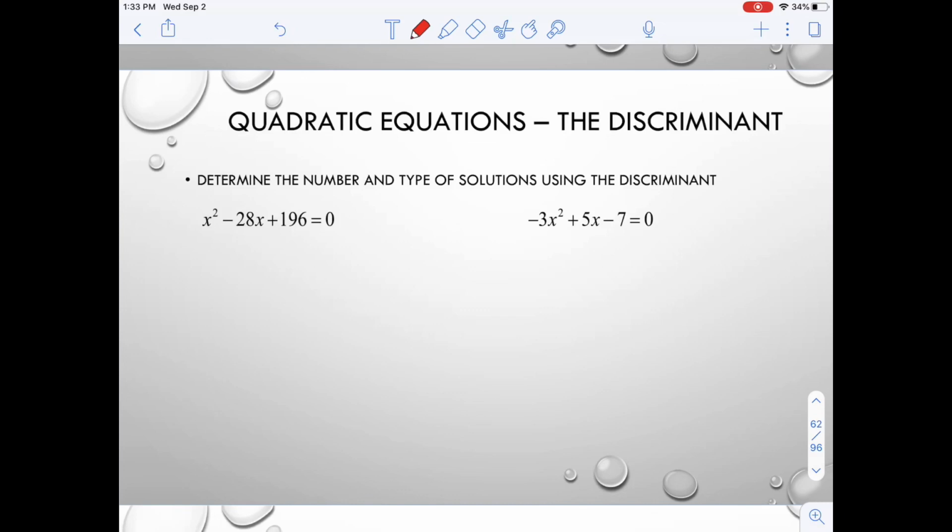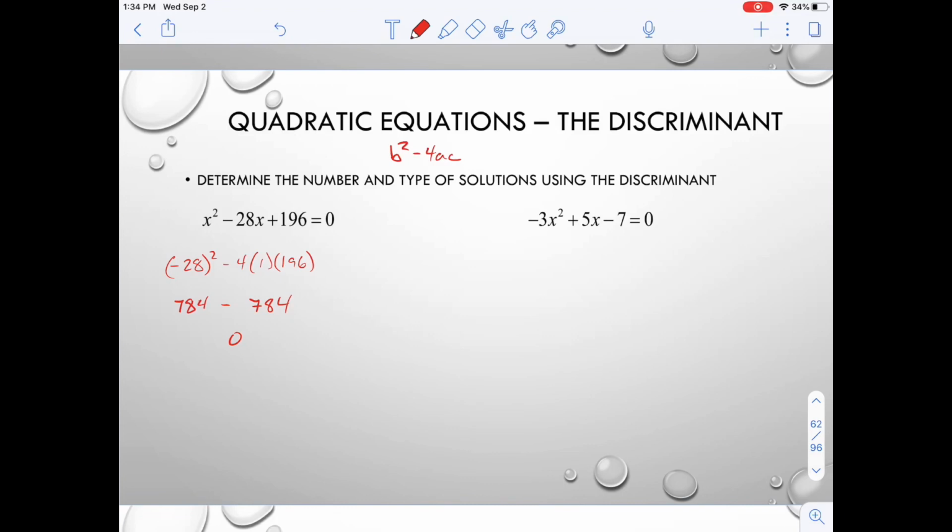So let's use the discriminant to determine the number and type of solutions for each of the following. Again, remember the discriminant comes from the b squared minus 4ac portion. So here in the first, we're going to have negative 28 quantity squared minus 4 times a times c. All right, I'm going to use my calculator for that. So negative 28 squared is going to be 784 minus 4 times 196, which is 784. So here we're going to get 0. So what we're going to end up with is exactly one distinct solution. All right?